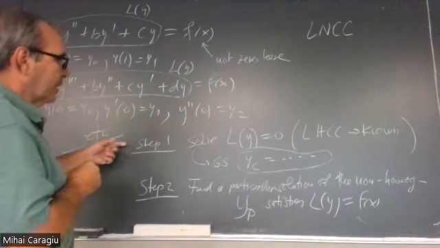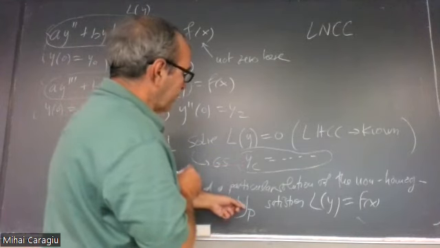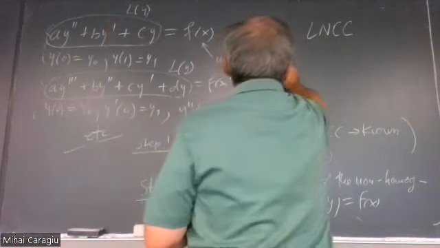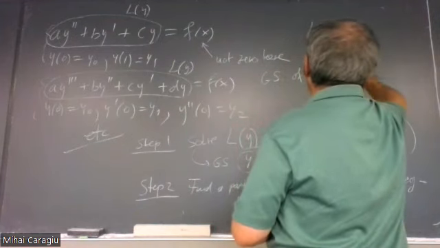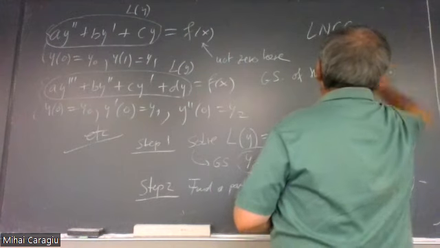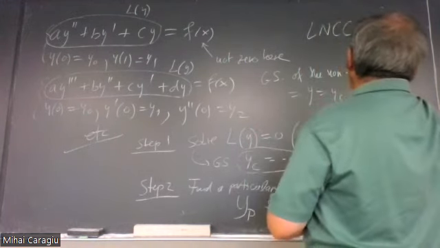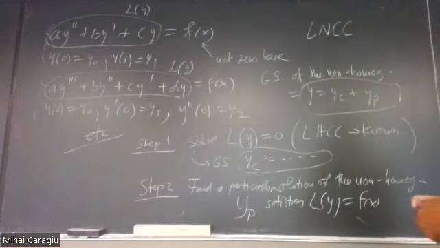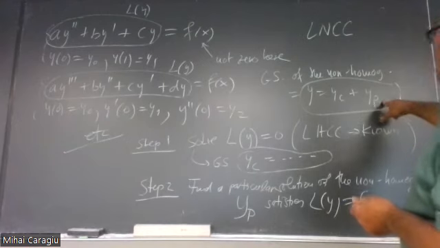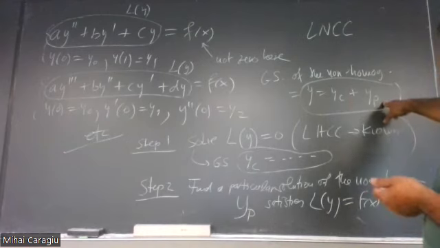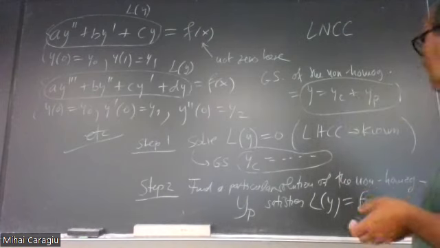Once you find the general solution of the homogeneous one, y sub c, and a particular solution of the non-homogeneous one, then the general solution of the non-homogeneous equals y_c + y_p. That's the whole theory. Add the general solution of the homogeneous analog plus any particular solution of the non-homogeneous one, and that is the general solution of the non-homogeneous equation.